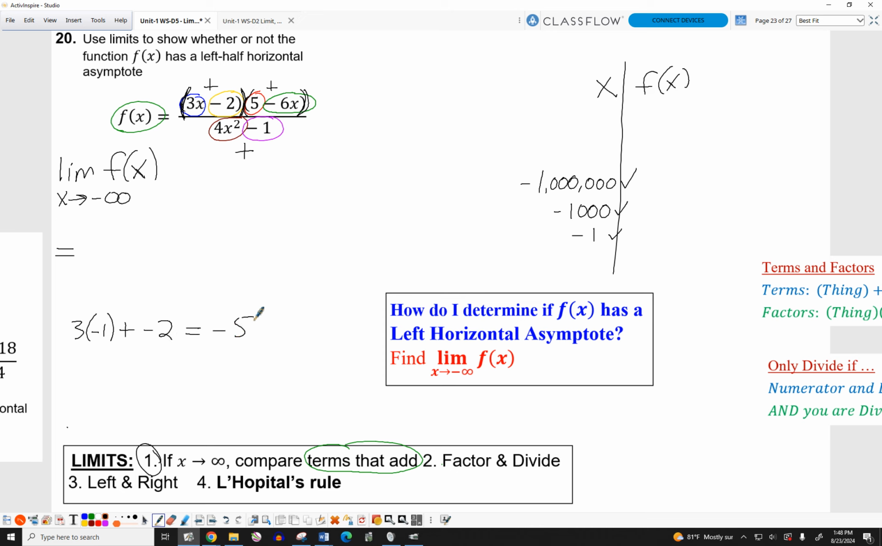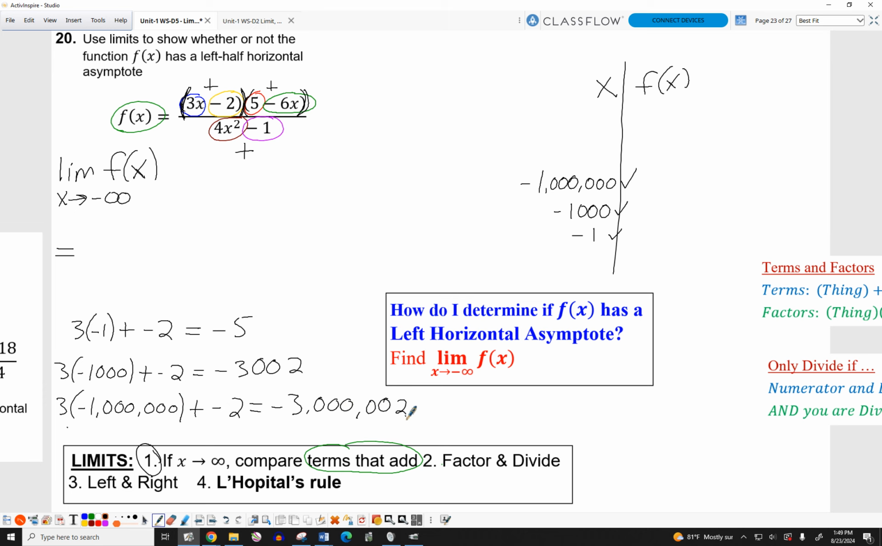But then I take 3 times negative 1,000, and I add that to negative 2, and I end up with negative 3,002. And if I did it with the million, I get something like this, plus a negative 2. That's going to equal negative 3 million and 2. Does anyone have any question about the pattern that we're observing?